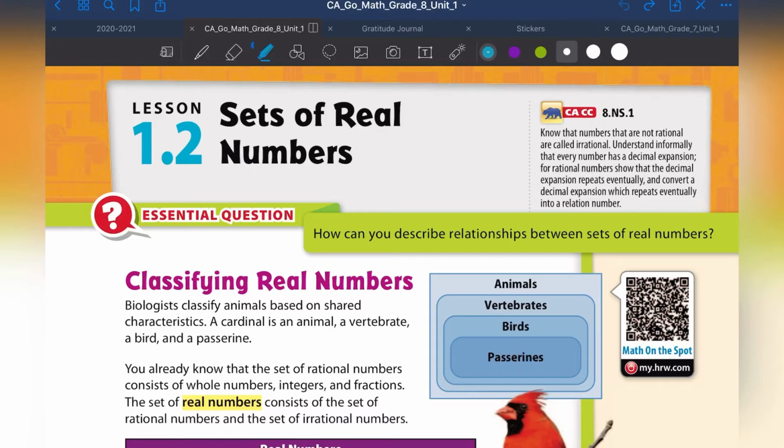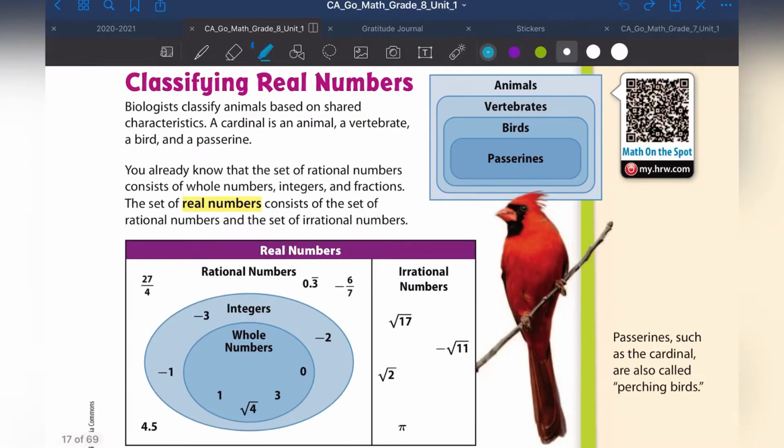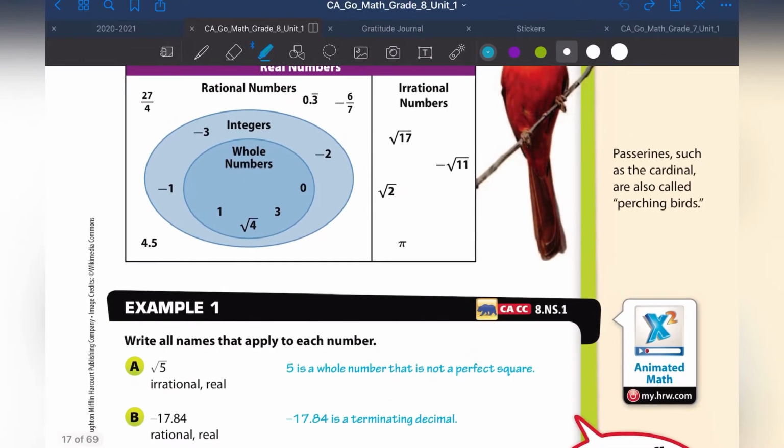Hi class, welcome back. We are going to review lesson 1.2, sets of real numbers. Our essential question is, how can you describe relationships between sets of real numbers? So our goal for today is for you to be able to describe the relationships between the sets of real numbers. And this lesson is a lot easier than lesson 1.1. So now we just have to be labeling.